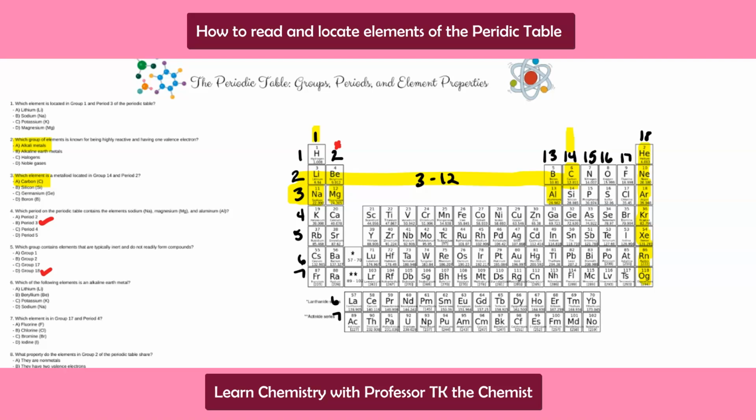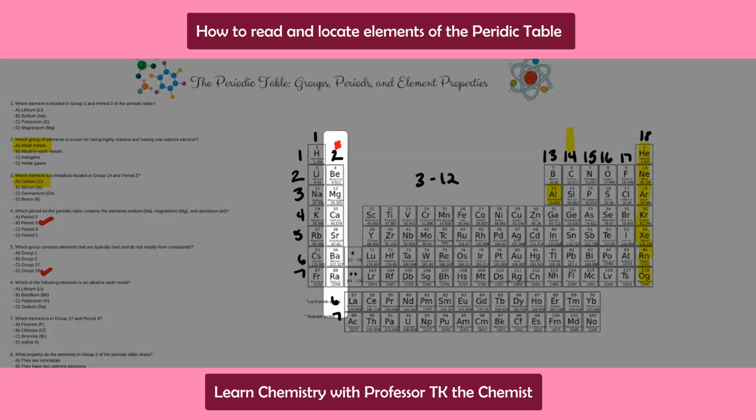Again, they're asking you about the elements that are in your alkaline earth metals. So that's group 2.